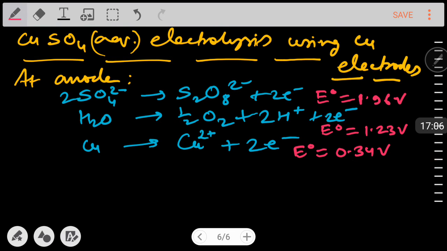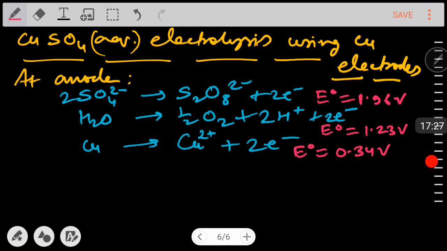Now let us discuss the electrolysis of copper sulfate aqueous solution using the copper electrode. Previously we discussed electrolysis of copper sulfate using the platinum electrode. Platinum electrodes are inert electrodes, they don't take part in the reaction. But copper electrodes are reactive electrodes here. They may interrupt the reaction, they may take part in the reaction.